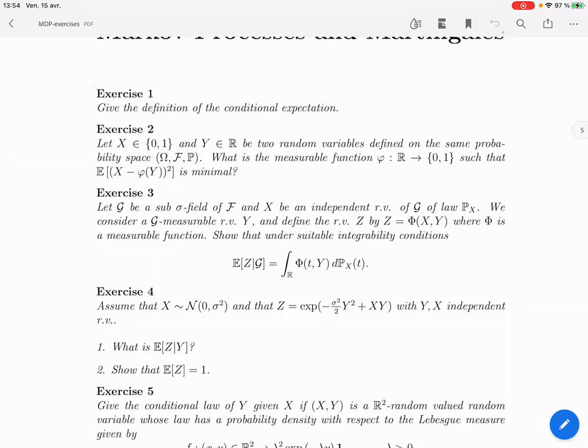And we consider some other random variable Y, which is G measurable. And we define some new random variable Z by Z equals some deterministic function phi of X and Y. And so the goal is to show that the conditional expectation of Z given G is given by the formula which is written here.